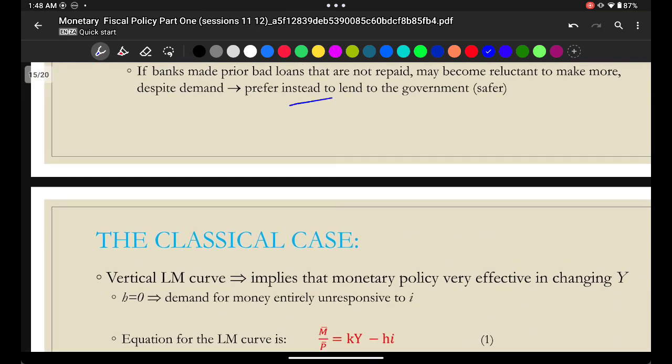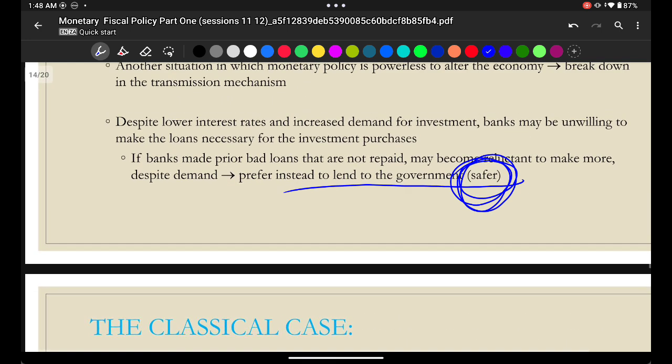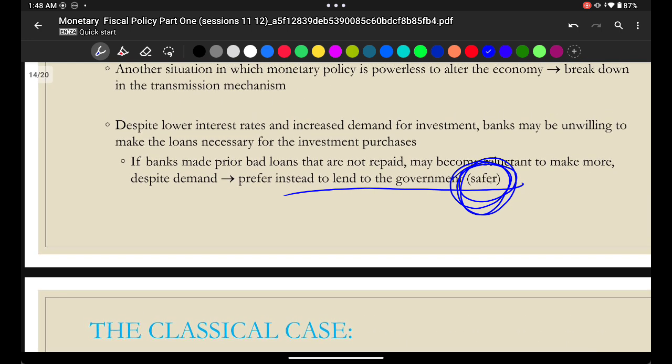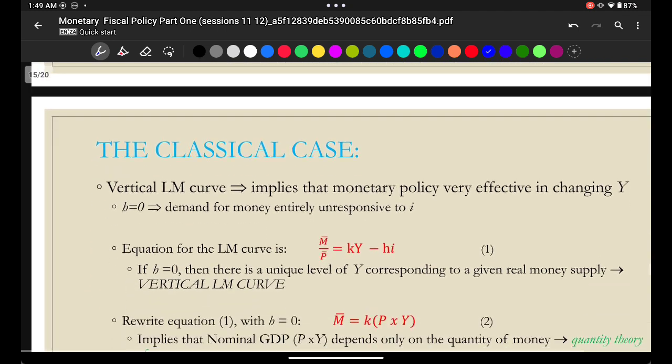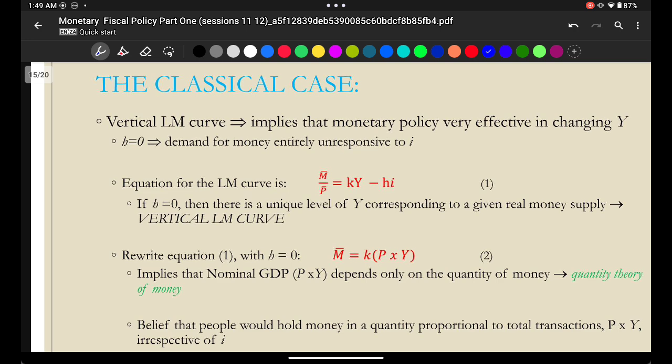They prefer to lend it to the government because it's safer, because they will pay it back. This isn't going to work in South Africa. You would think, already the government is in debt. Now they think it's safer. Yo, they are dreaming, man. They are dreaming. Anyway, not the point.